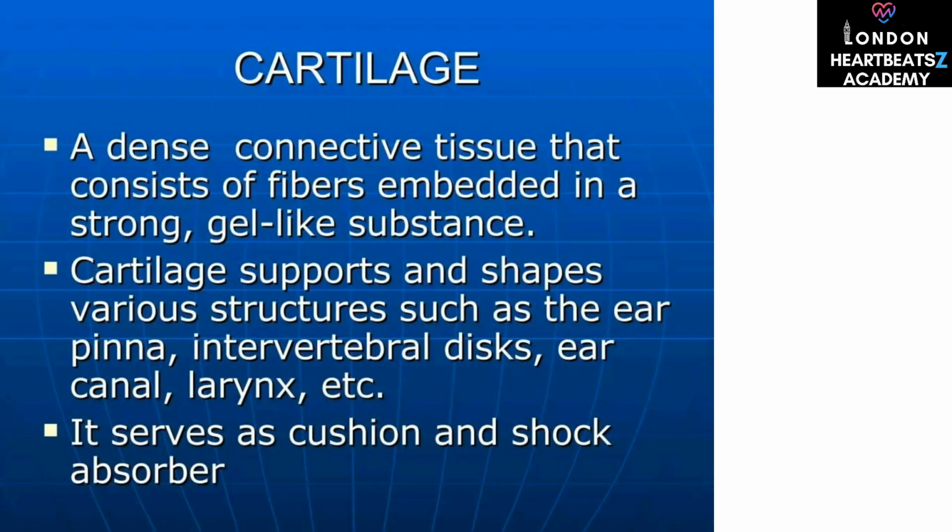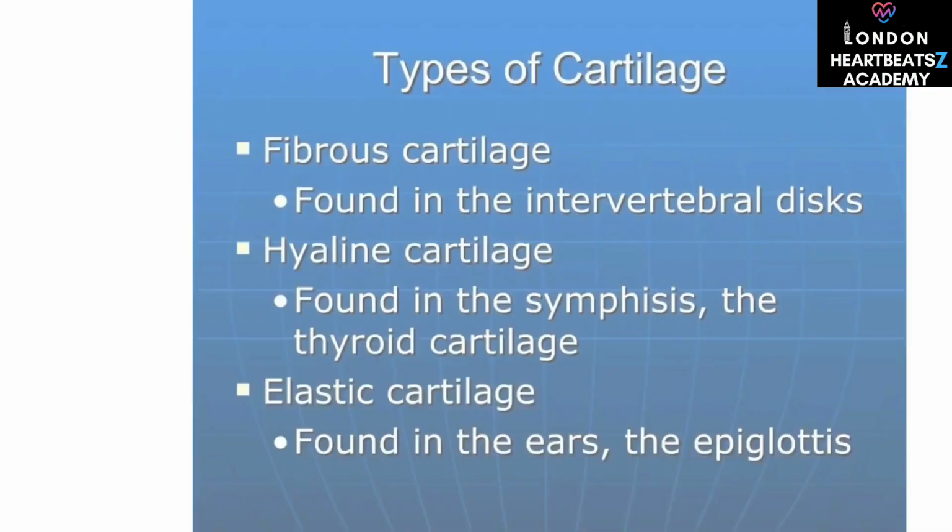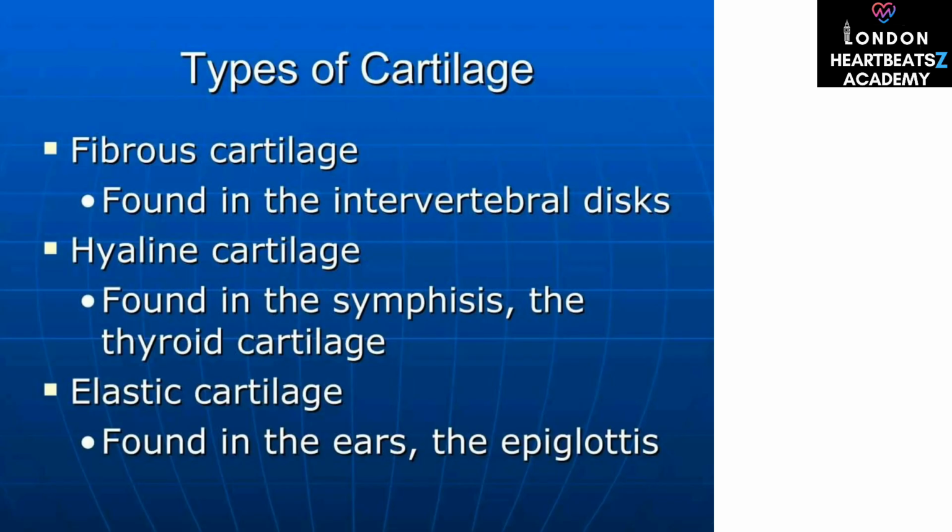Cartilage is a dense connective tissue, consisting of fibers embedded in a strong, gel-like substance. It supports structures like the ear pinna and intervertebral discs. It also acts as a cushion and shock absorber. This image highlights the location of cartilage in an ankle joint, demonstrating its role as a smooth, cushioning surface between bones. This slide displays another view of the skeletal structure, likely focusing on specific anatomical features or joints.